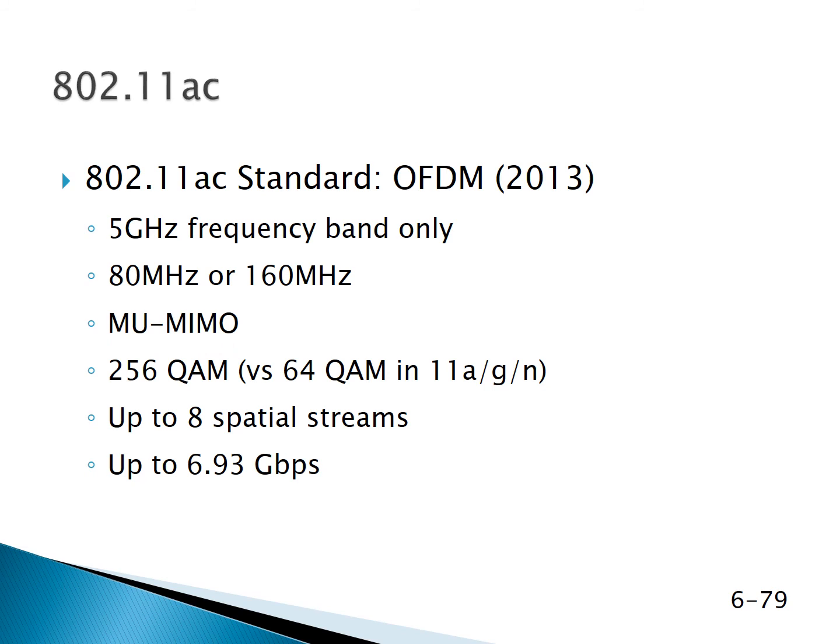It's using 256 QAM, which is much better than 64 QAM in the earlier versions. We talked about QAM in some earlier slides about how we do the modulation. It can also have up to 8 spatial streams and up to 6 gigabit per second, in theory.